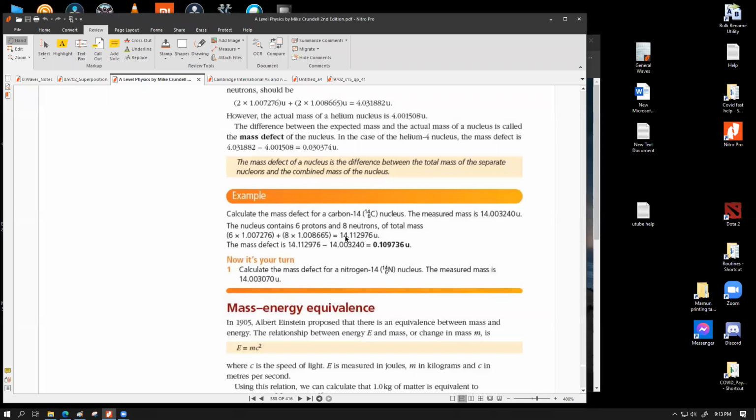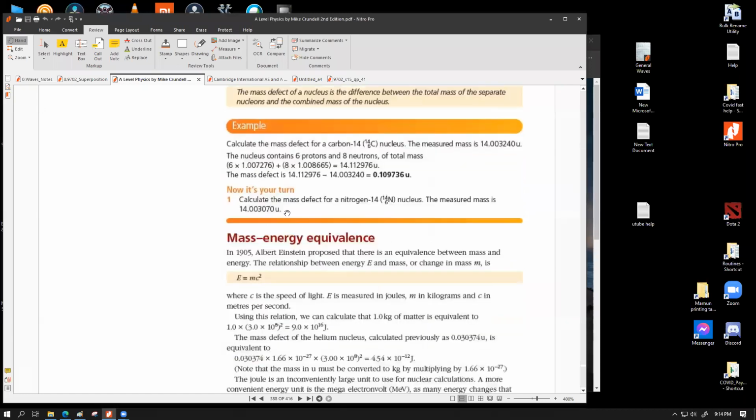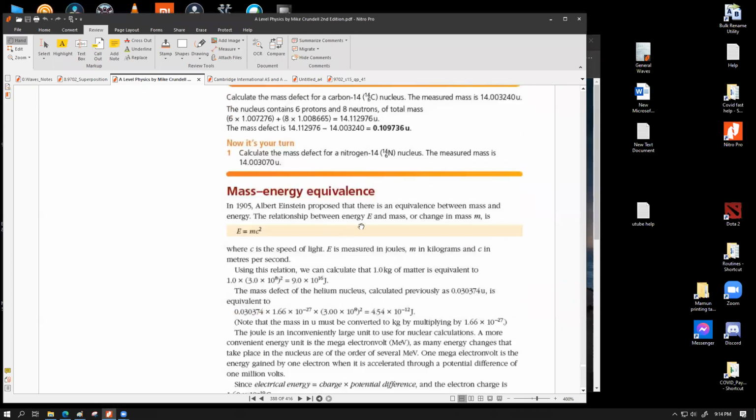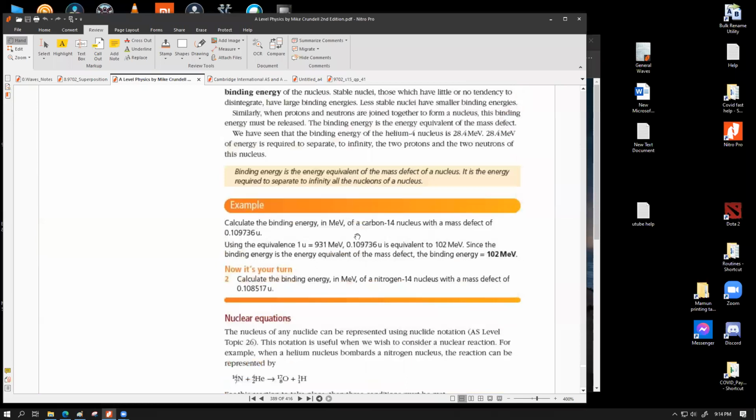So we can calculate the individual sum of the masses, which is given by this number. The mass defect is this much. If we do the subtraction, we get this amount of mass defect. So that's basically it. Then the question says calculate the mass defect for nitrogen nucleus. The measured mass is this much, so you can do the subtraction and calculate this out. Then they are showing us the mass energy equivalence, which we talked about. Binding energies over here.